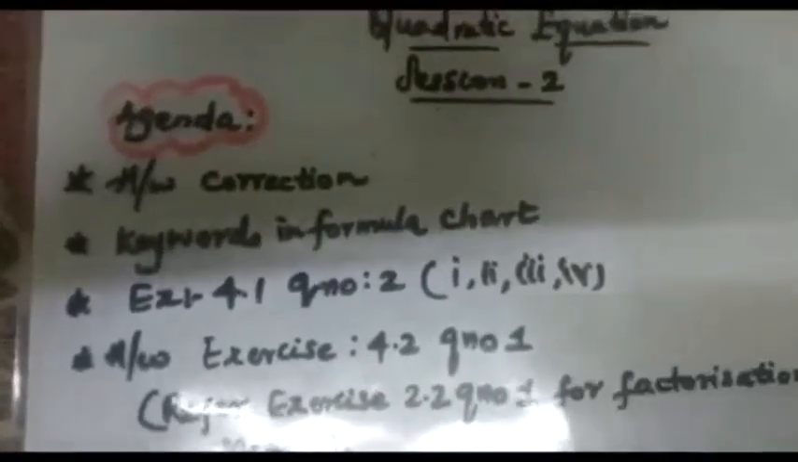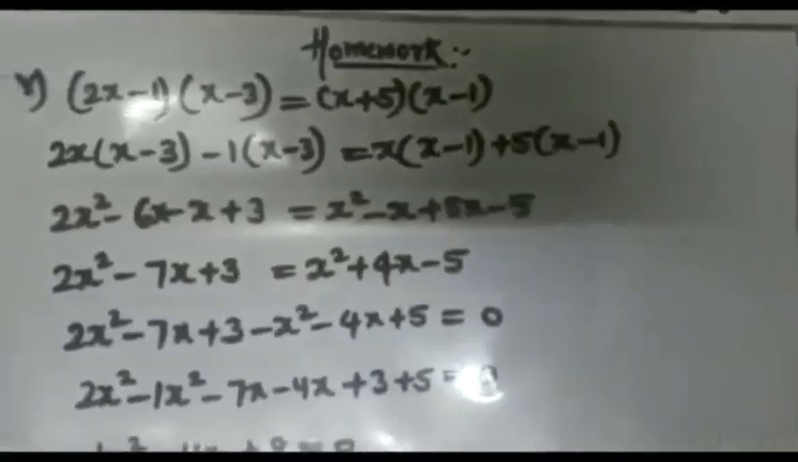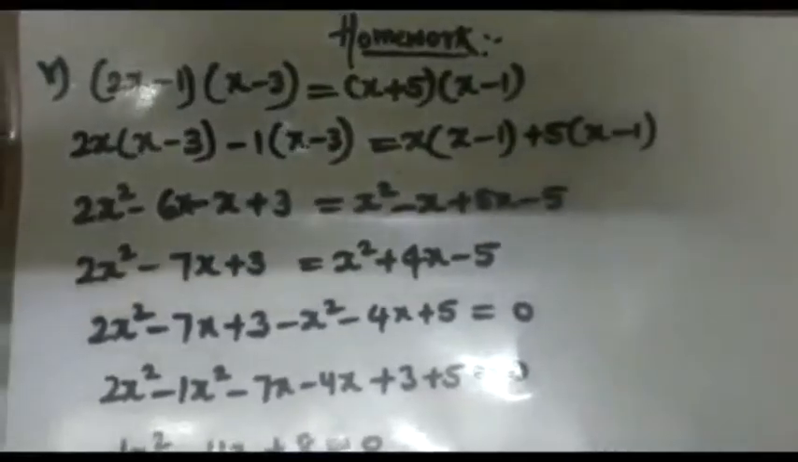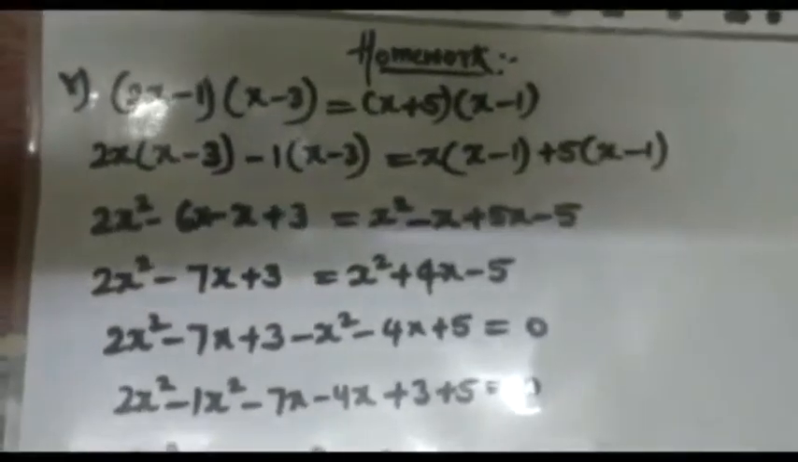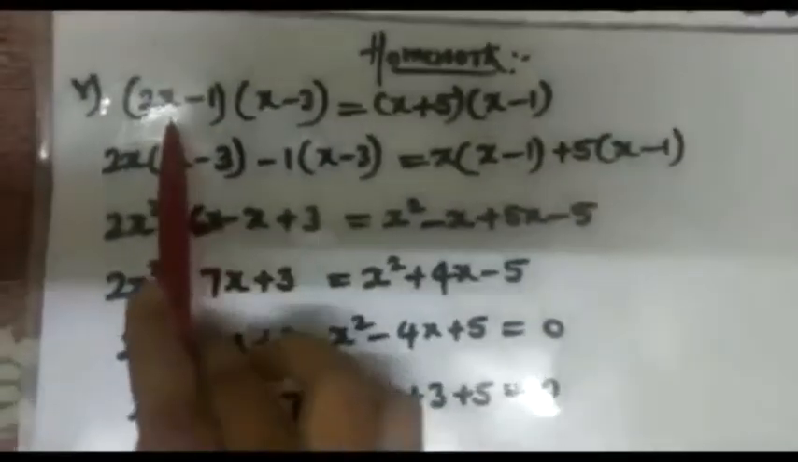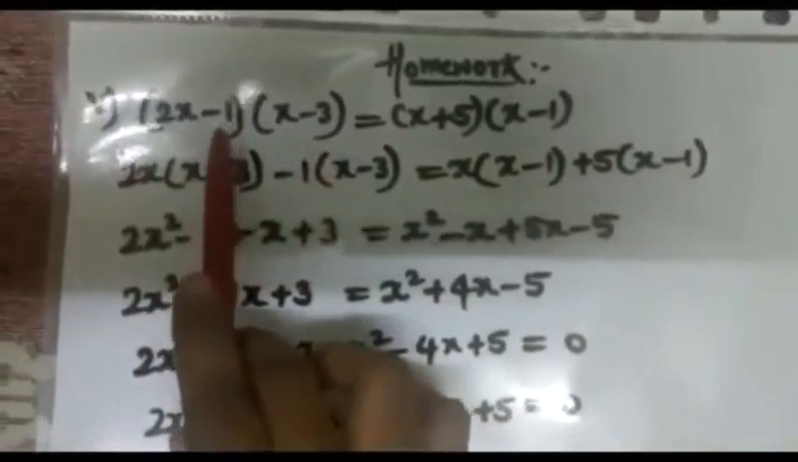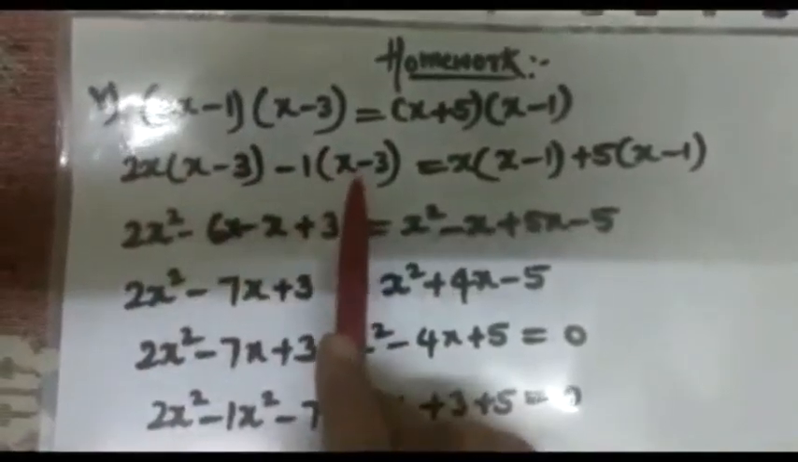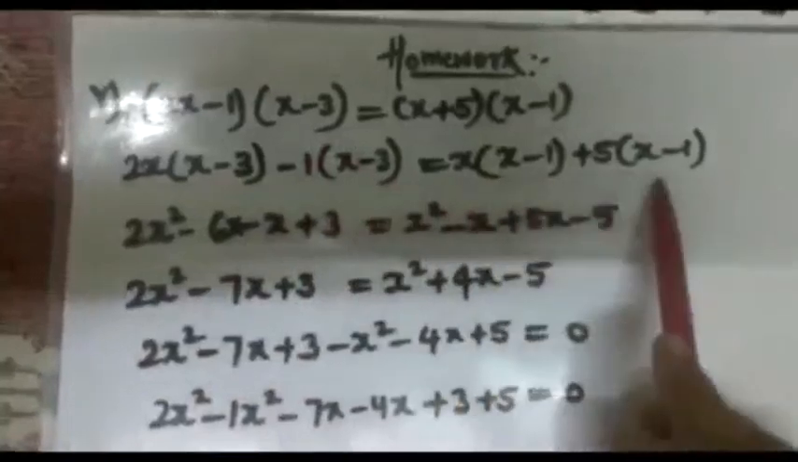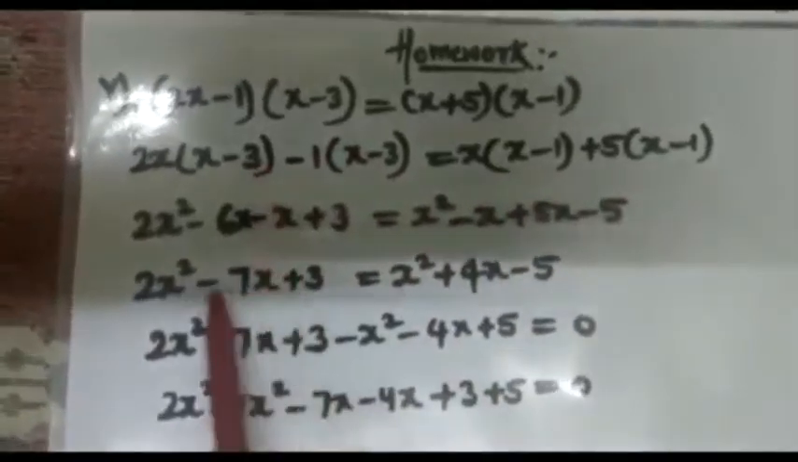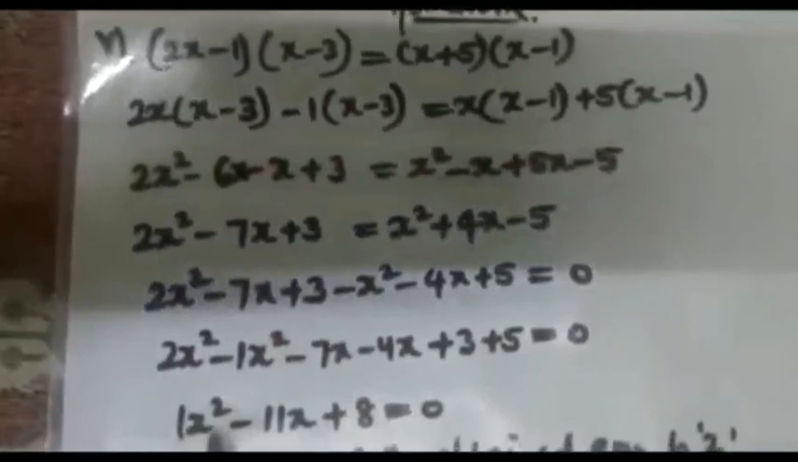So let's start the class. Here you can see we are doing the homework correction. It is the 5th bit, so I will not go into detail on how to do it. Simply, the first variable is multiplied with the second bracket, and similarly the second one is also multiplied with your second bracket. You do your homework and cross check, and in the final step you should get the answer like this: x square minus 11x plus 8. If you are getting this answer, no problem. If any step is missing in the middle, you should still get the final answer like this.